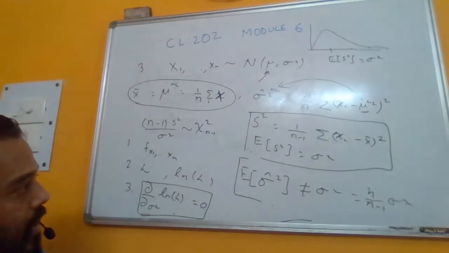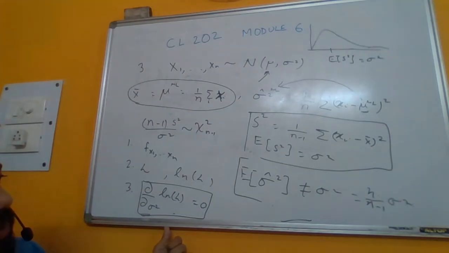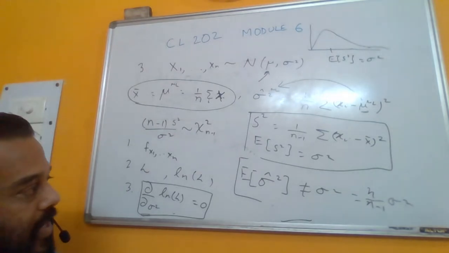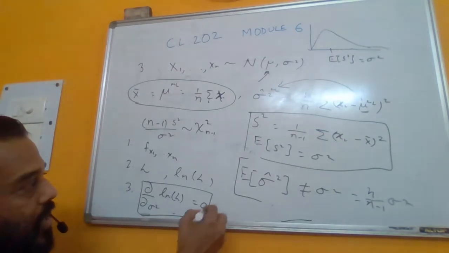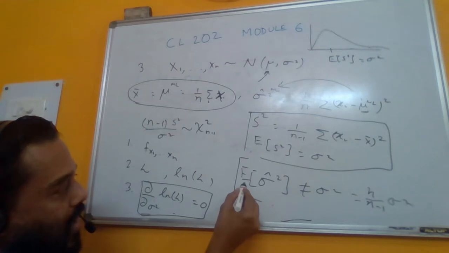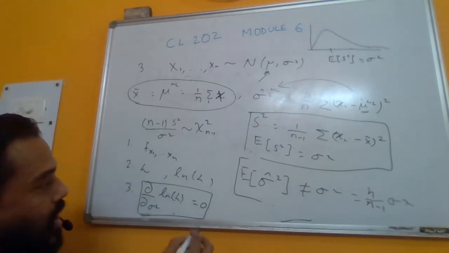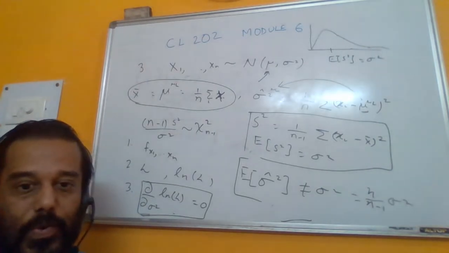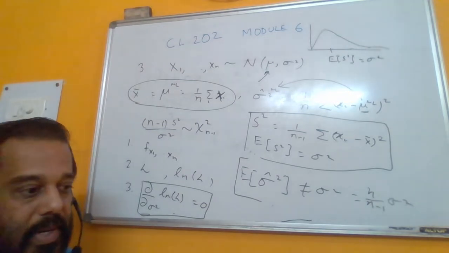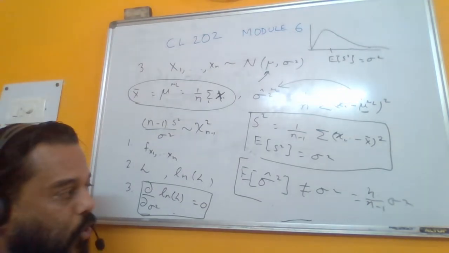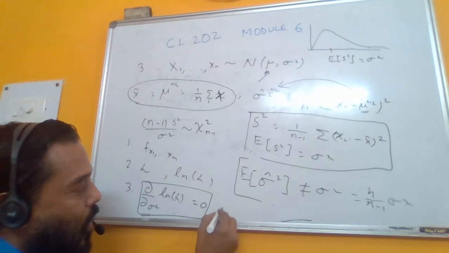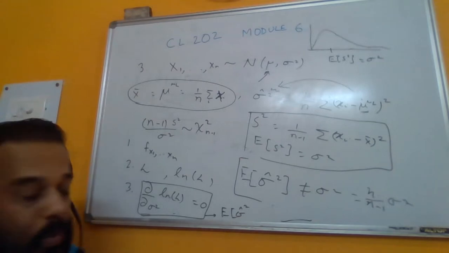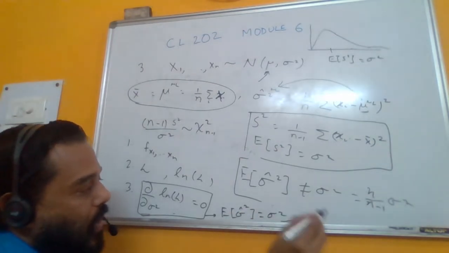Okay, when you do this, you should be able to calculate this, and then they want you to find out the case of the expected value of sigma hat square when mu is already known. So you assume that mu is a known value, so you don't have to estimate it. In this case, you should be able to show that the expected value of sigma hat square when mu is known turns out to be sigma square.